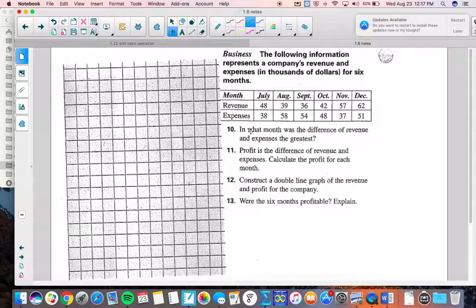So where's the greatest difference? Well, you're going to subtract expenses away from the revenue. So there's $10. There's a negative $19. Their expenses outweighed what they brought in. There's a negative 18. There is negative 6. There is 20, and there is 21. So I'd say December.